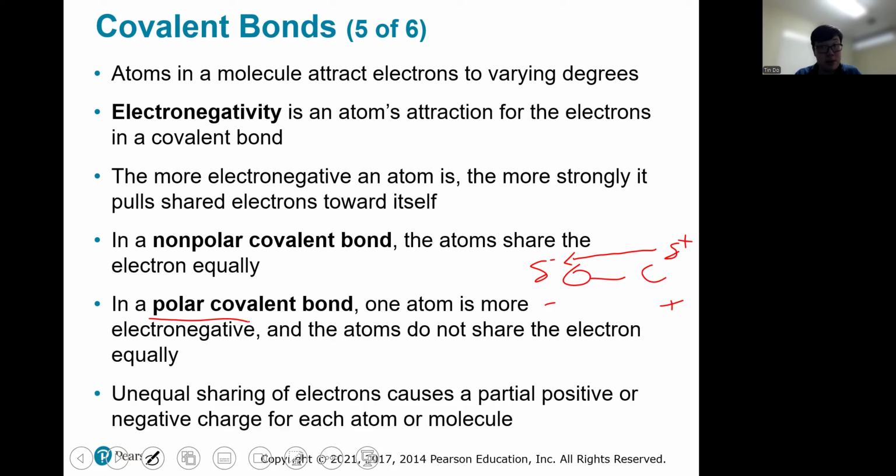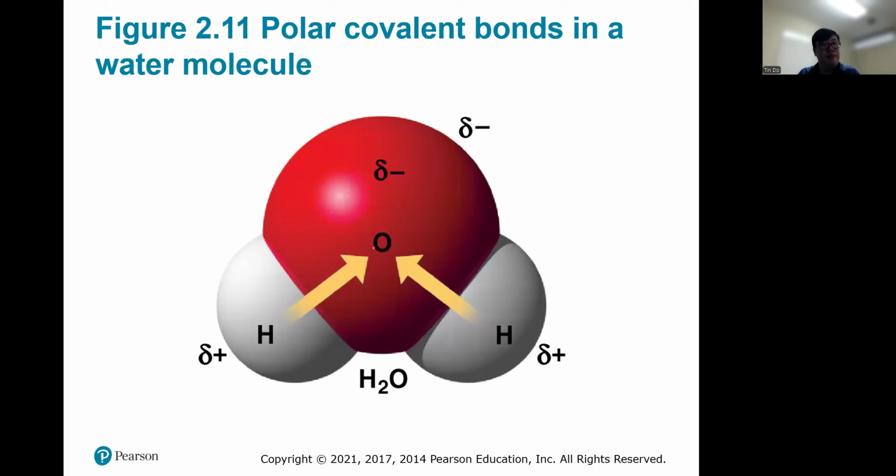Now, if there is no pole, or if there's an equal pull of electrons in opposite, equal and opposite directions, then we have a non-polar covalent bond because there is no side that's positive and negative. It's either all equally dispersed. It's just equally dispersed. Okay.